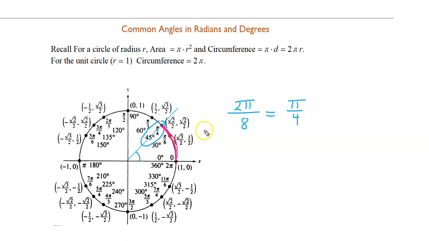Now let's review the conversion equations between radian and degree measure.